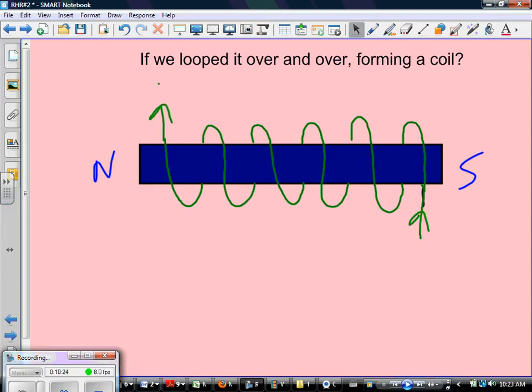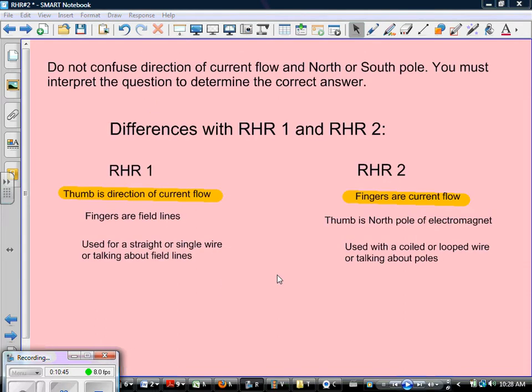Wait, Mr. Hello. Hold on. No, it does affect the answer, but the rule is not where the current is coming out. The rule is the direction in which the current is flowing and how it is coiled around. But if my thumb's always north, then it's always going to be flowing this way. Okay, hold on. I'll show you an example where it's not, okay? Aaron, did you have a quick question? All right. Shh. We're recording, by the way.